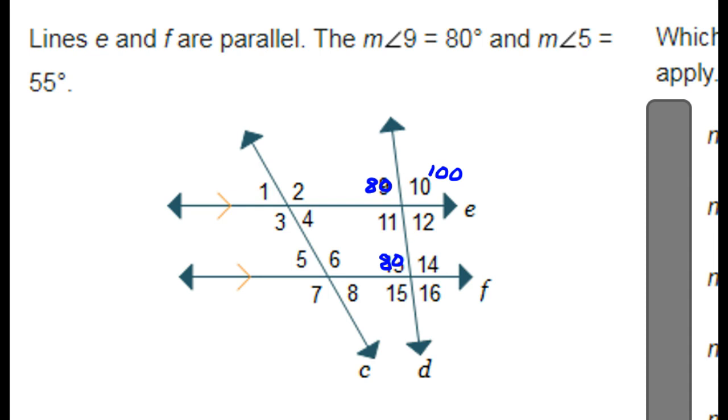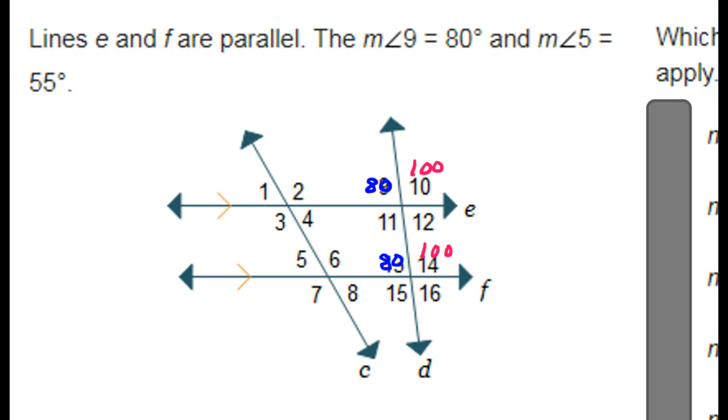Okay, so now again, corresponding angles. This is in the upper right hand corner. This is in the upper right hand corner. So these are corresponding. You know what? I should change colors. So if this is 100, this is also 100. They're in the same position.